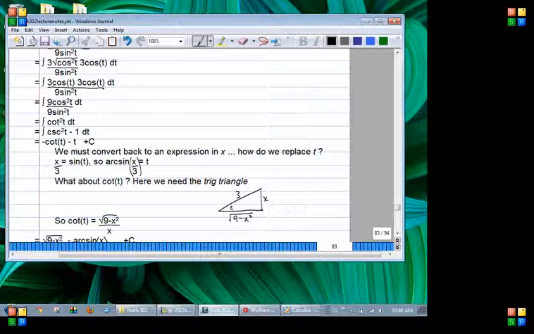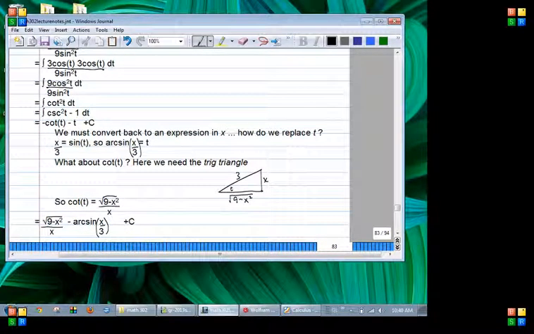So we had to replace cotan t, and we had to replace t. We now know what both of those are, so now we have our final answer. Don't we have to repeat? Oh, because it's plus c. Okay, no.